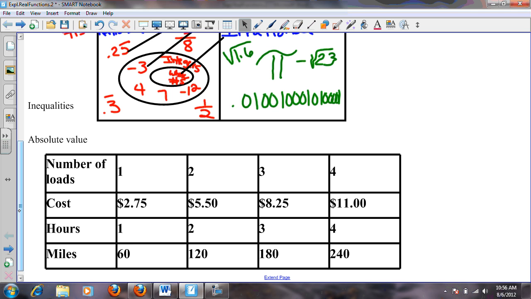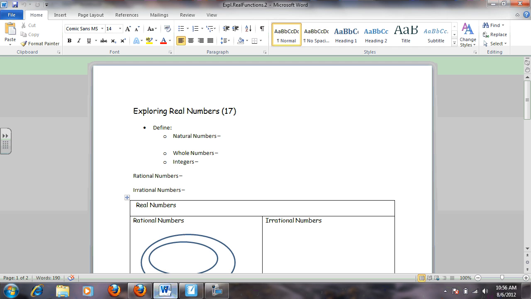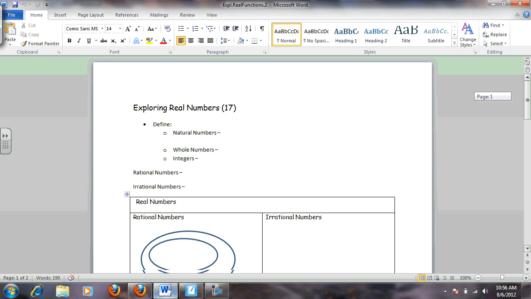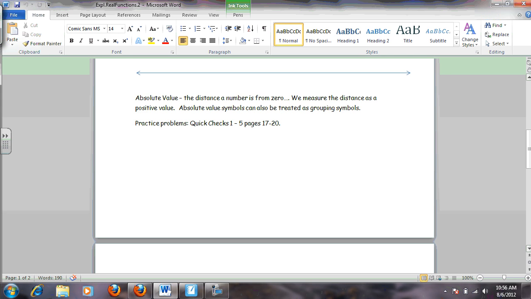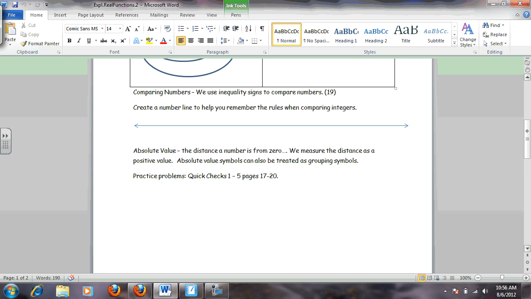Inequalities and absolute value, reviews from last year. Inequalities are ways that we compare numbers. This is on page 19. In your note sheet, I have that it might be helpful for you to draw a number line. Using the number line is very helpful when you compare integers.